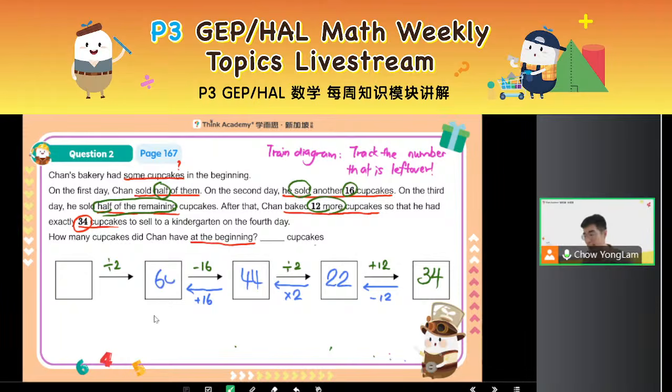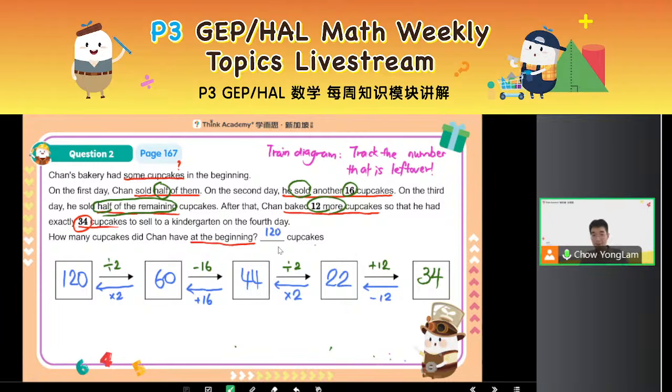And what's the final step? Is it 60 divided by 2? Right, divide forward. When I go backward, I reverse the sign. Right, so 60 times 2 is 120. So my answer is 120 cupcakes.